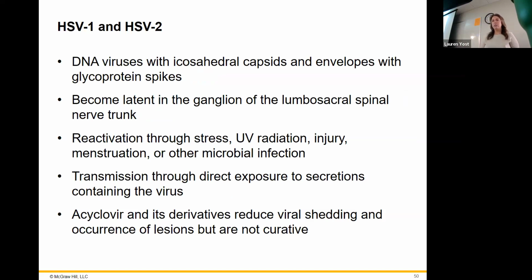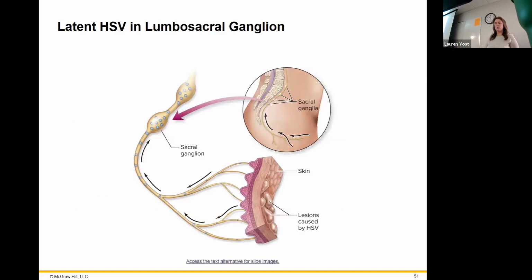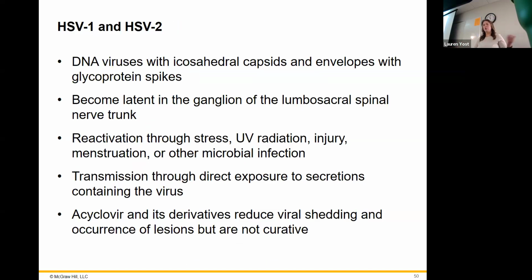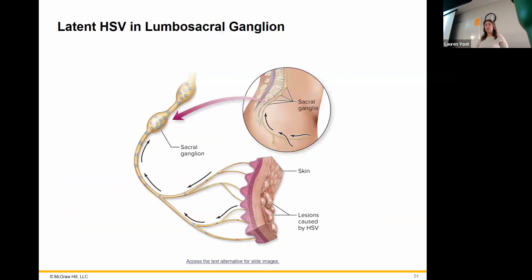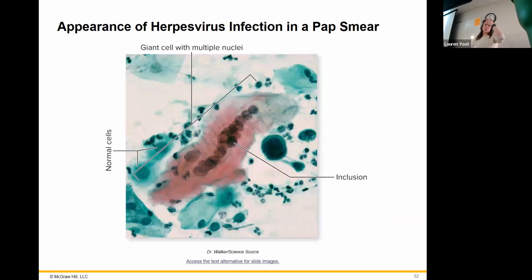They are DNA viruses. They become latent. They become reactivated through any number of things. If you're stressed in any way, shape, or form, it can become reactivated: UV, mental stress, injury, menstruation, microbial infection in other areas of the body. It's transmitted through the secretions of the virus. But you can still technically become exposed to it even whenever there aren't vesicles present, just FYI. Sometimes there is still live virus being shed in the area. So we treat this with acyclovir to reduce the shedding and to reduce the lesions, but it doesn't cure it. It just prevents the lesions.